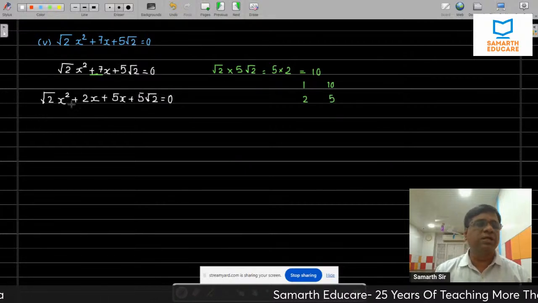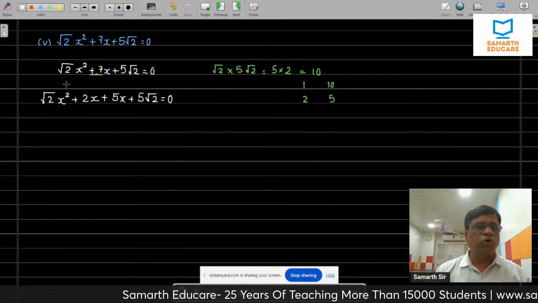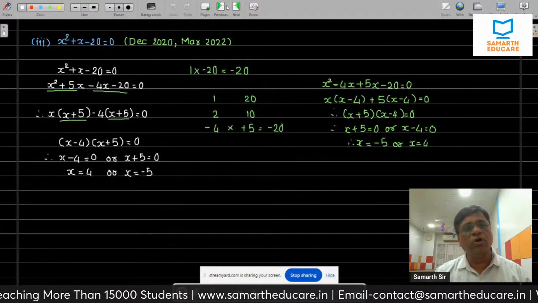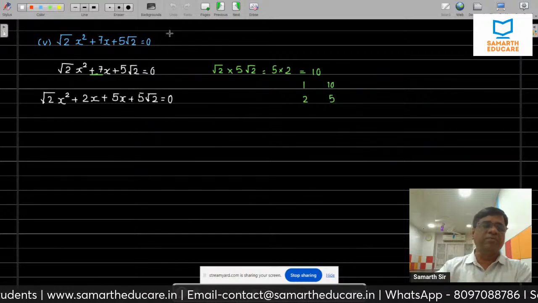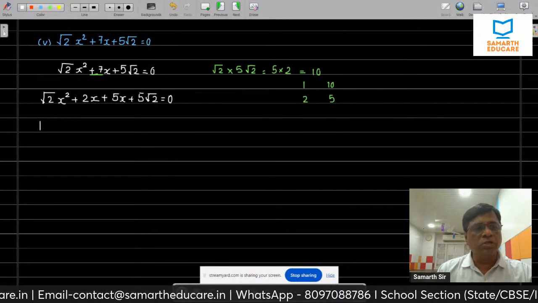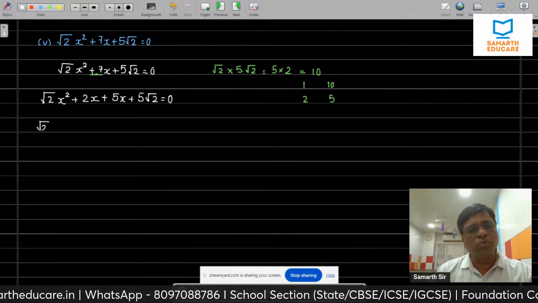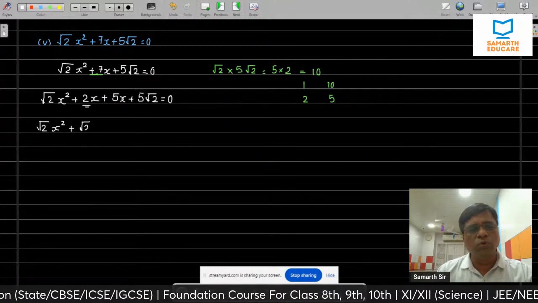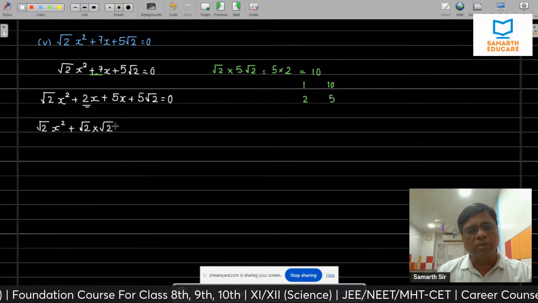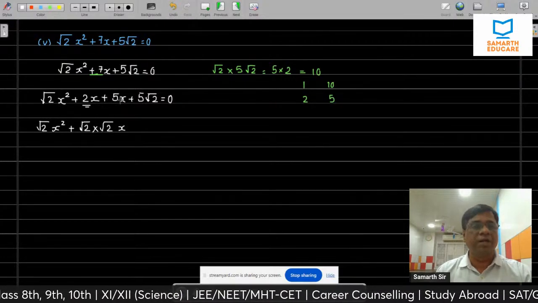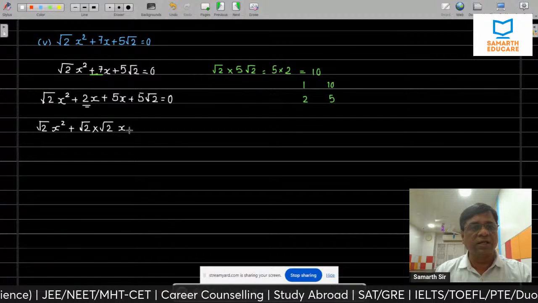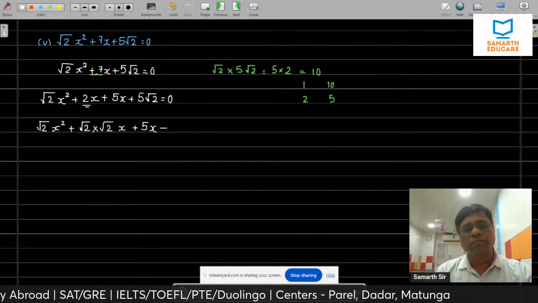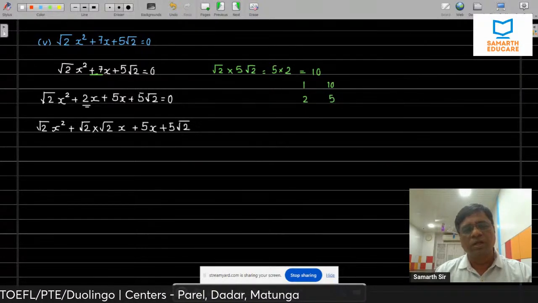Generally we make two terms and two terms, and from there we take the common part out. If you look at all the problems that we have solved, here I am adding one step for better understanding. Because this is root 2 x square, there is no problem, but this 2, I can write this 2 as root 2 into root 2. This step is not important, it is not necessary to write, but I am writing it for your understanding, because if I solve it directly you might not understand. So I wrote 2 as root 2 into root 2, plus 5x plus 5 root 2 is equal to 0.